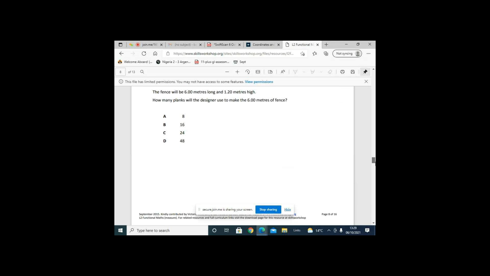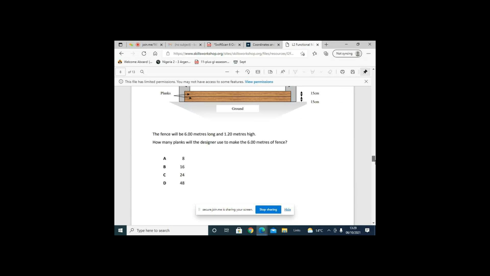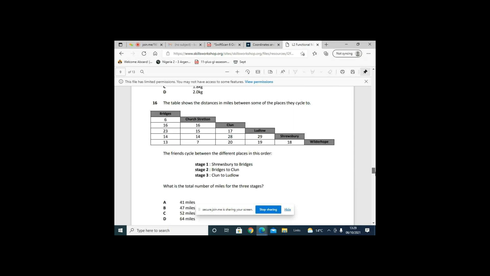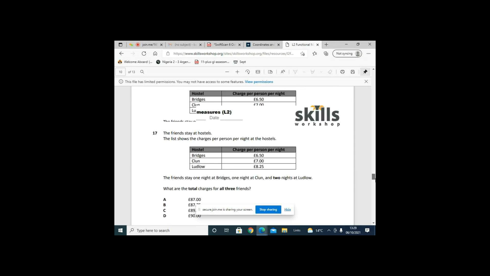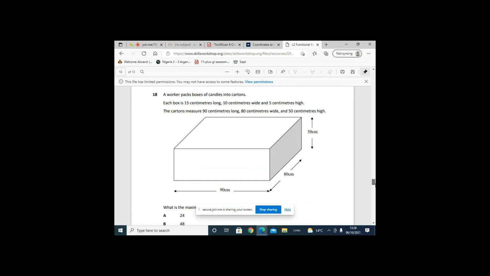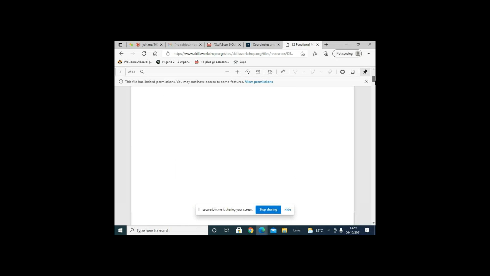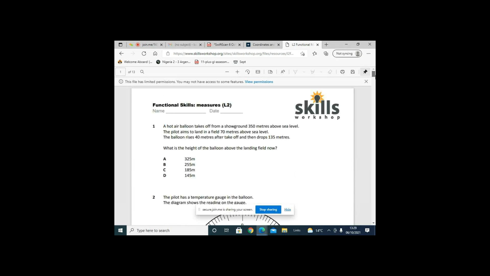Because I know a lot of people might struggle with how to actually interpret questions. So that's why I want to go over questions so that we know how to actually interpret them. Let's start with the first one.